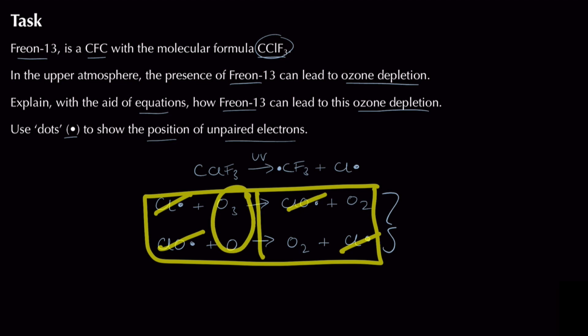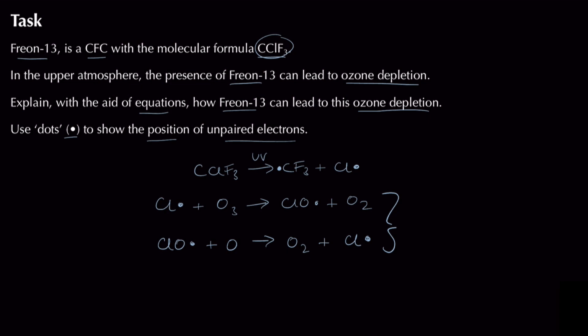So all I'm left with is ozone reacting with oxygen, which gives me 2 molecules of oxygen gas itself. So I rewrite that out. I've got ozone, that's going to react with oxygen, and I end up producing 2 molecules of oxygen gas itself. Again, you get 1 mark for each of these answers over here.